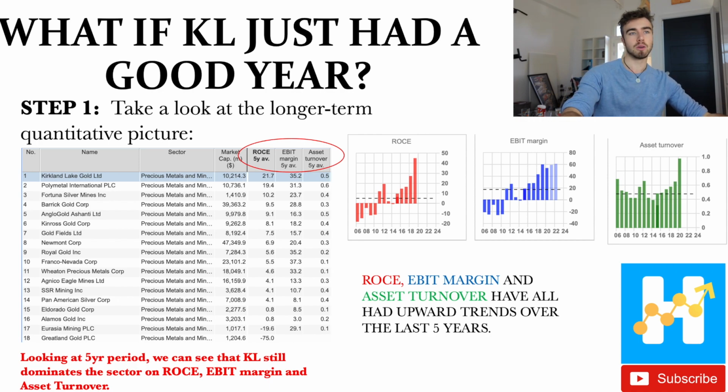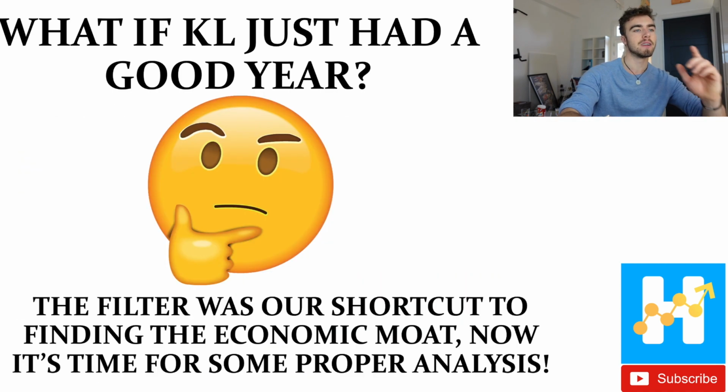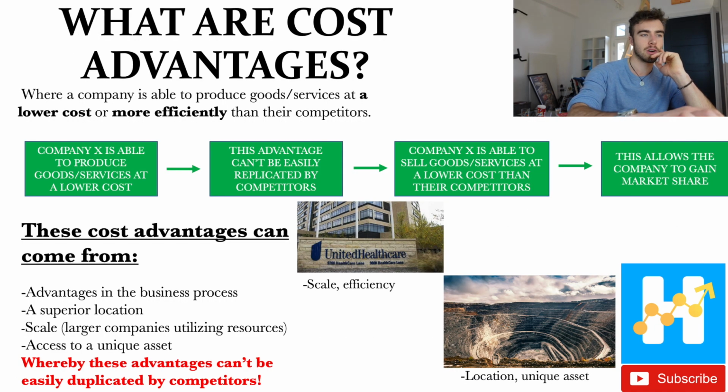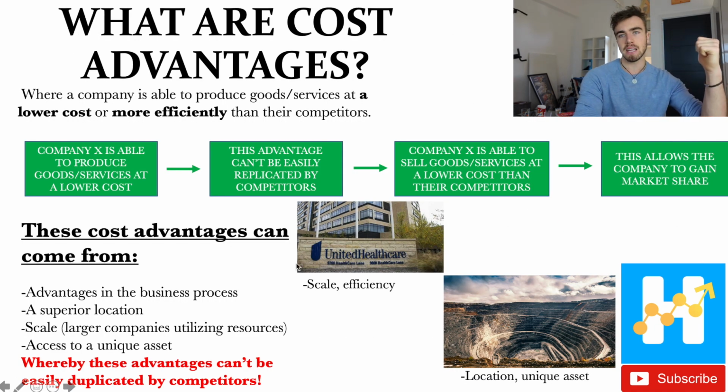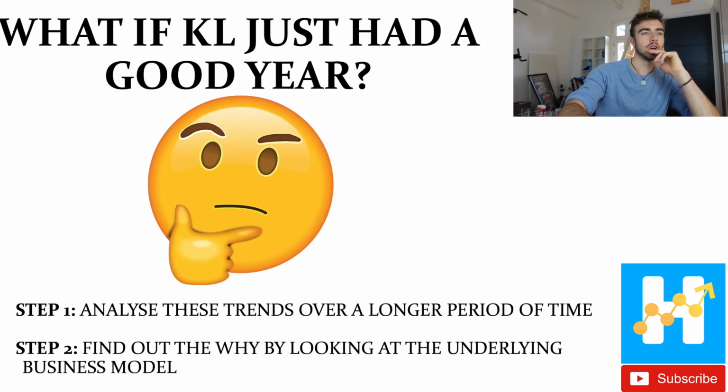So now we want to look at the why. What is it about the business model? Step two, analyze the business model. What's going on with Kirkland here, and the thing you want to be thinking about is what kind of economic moat around cost advantages do they have? Is there an advantage in the business process? Do they have a superior location? Do they have some kind of high level of fixed costs that they can then scale up? Do they have access to a unique asset? Let's go and have a look.